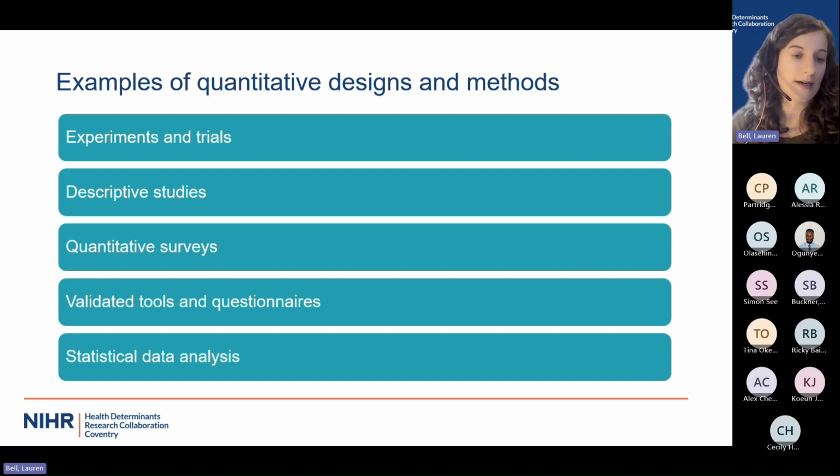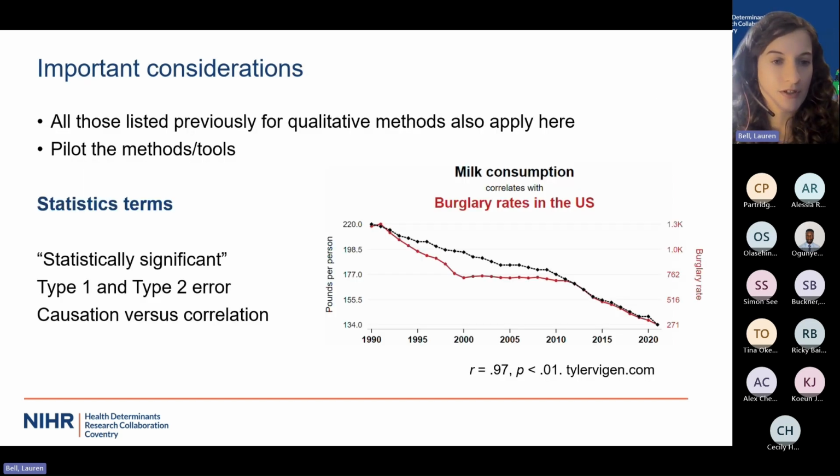And all of these things might be analysed with statistical data analysis. Again, that's a whole huge topic that I don't have time to go into, but I'm going to touch on some key statistical terms that we might want to think about when we're thinking critically about research.